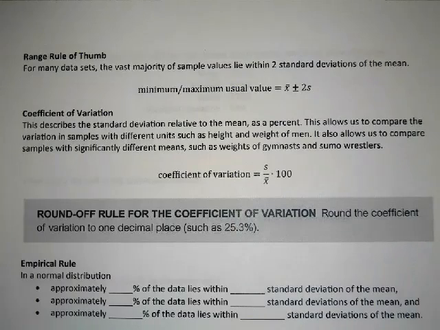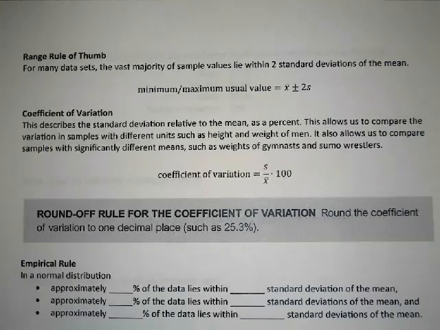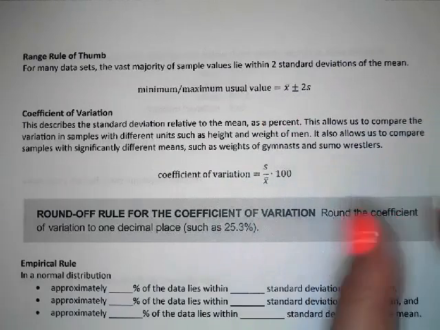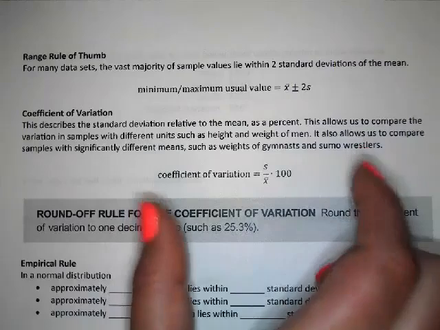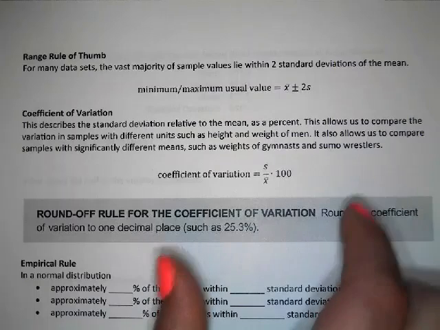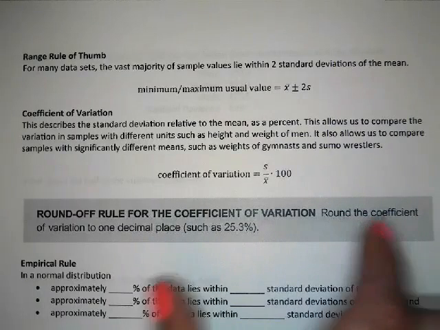All right, on the next page, you can see the range rule of thumb, which says for many data sets, the vast majority of sample values lie within 2 standard deviations of the mean. This is the first thing we see as how the standard deviation can be used to explain the variation of a data set. If you start with the mean and you add or subtract 2 standard deviations, that gives you a range of values that are typical or usual to represent that data set. Anything outside of that range would be your outliers.